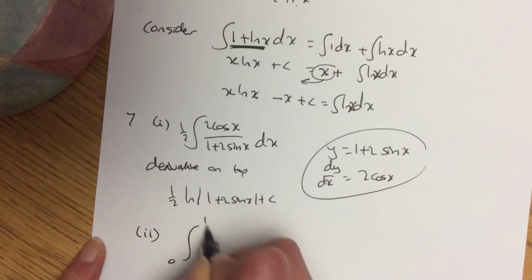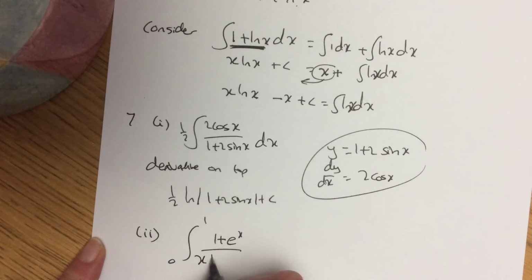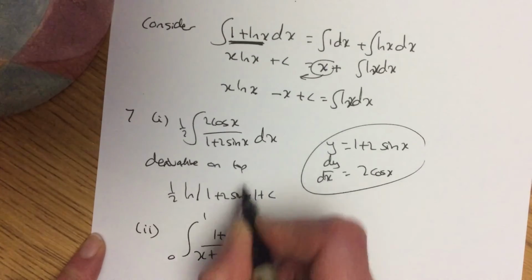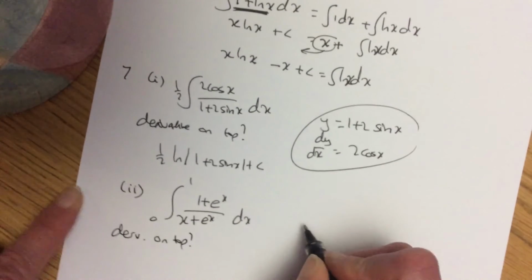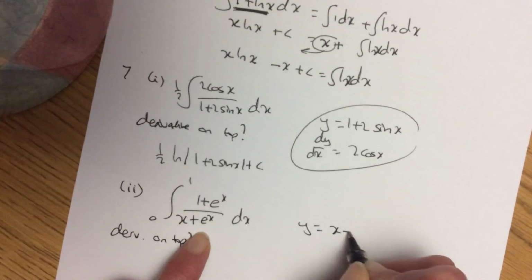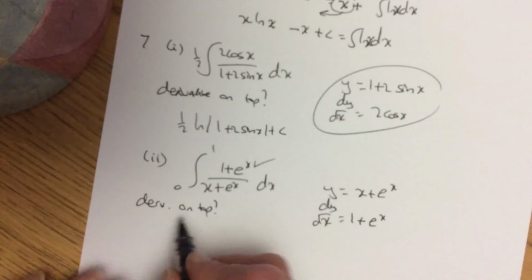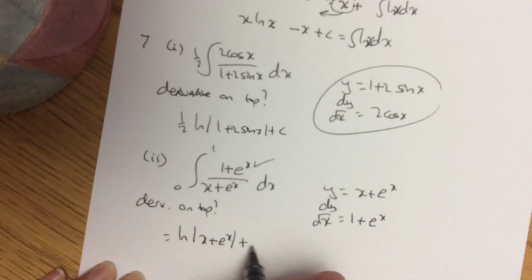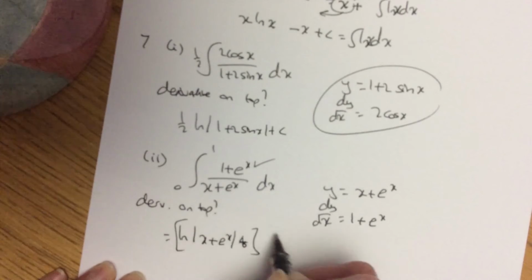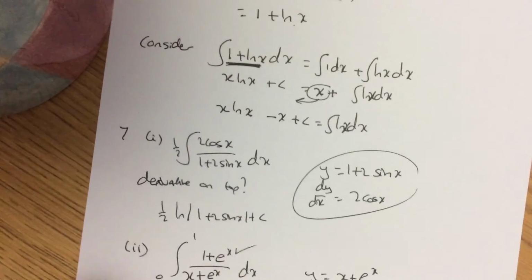Part 2: 1 add e to the x over x add e to the x. Do I have the derivative on top? Okay, if you can't differentiate that in your head to get the derivative, just go over to the side. Differentiating that, I do indeed have it on top, so I just log the bottom line. Oh, it's not a plus c because I've got limits. So put in your limit of 1 and put in your limit of 0 and tick them away.